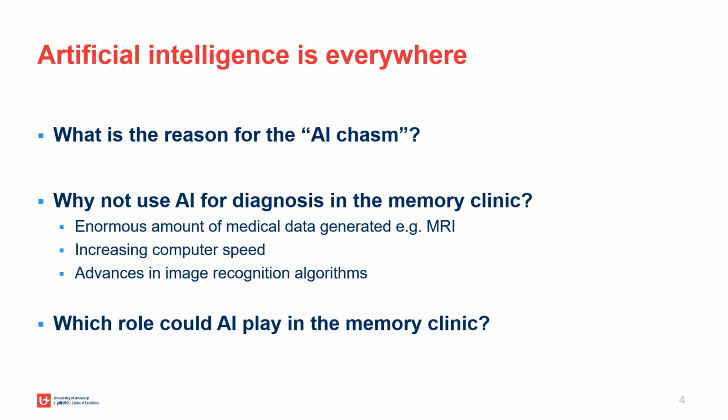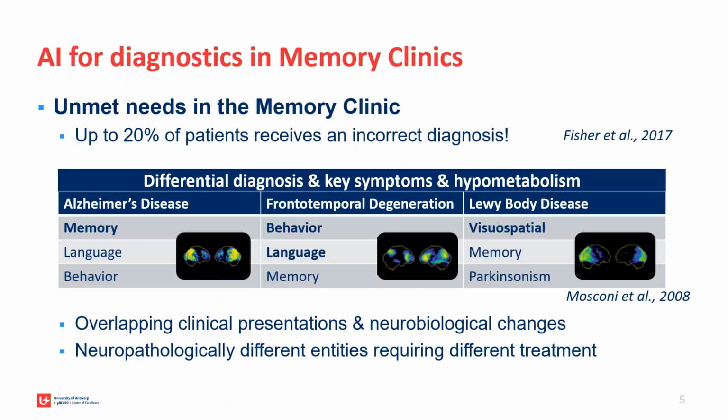Before getting into this, I would briefly like to rephrase our question. If we would be using AI tools in the clinic, what would we actually be using them for? What would be the main benefit for neurologists in the memory clinic that AI tools could play a role in? I would hence like to tackle this question to discuss the unmet needs of neurologists in the memory clinic. Actually, in the outpatients we see, this may be surprising to you, but in up to 20% of the patients, we actually give them an incorrect diagnosis.